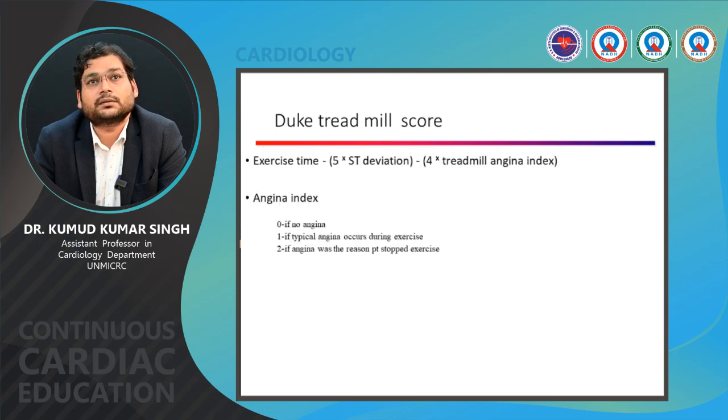So that this treadmill risk score can be calculated as the exercise time minus 5 into ST deviation minus 4 into treadmill angina index, whereas the angina index is 0 if there is no angina, it is 1 if typical angina occurs during exercise, and it is 2 if the angina was the reason for the patient stopping the exercise.